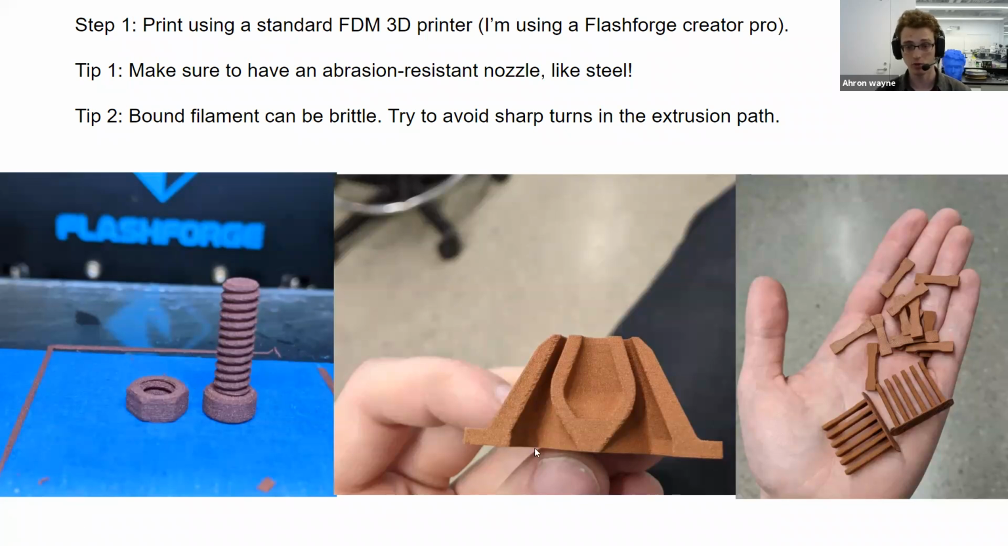So here are a few examples of parts. In general, the filament prints quite well. It can be very abrasive though. It's filled with metal or glass or ceramic, and so it helps to have a 3D printer nozzle that is resistant to this abrasion. So I'm using a steel nozzle that costs a few dollars.